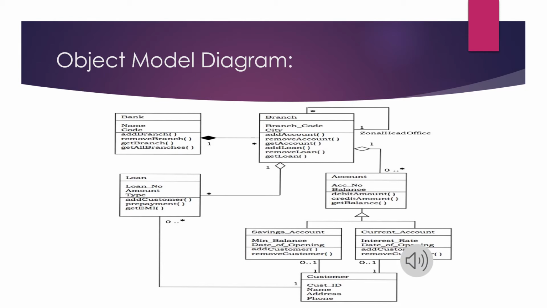Third box: loan number, amount, type, add customer, prepay amount, get EMI. These are the third box contents. The fourth box is account number, balance, debit amount, credit amount, get balance. These are the fourth box contents. In the fifth box, savings account: it must have minimum balance, date of opening, add customer, remove customer. These are the operations of the savings account box. The sixth box is current account: interest rate, date of opening, add customer, remove customer, and similar operations. In the seventh box: customer ID, name, address, phone.